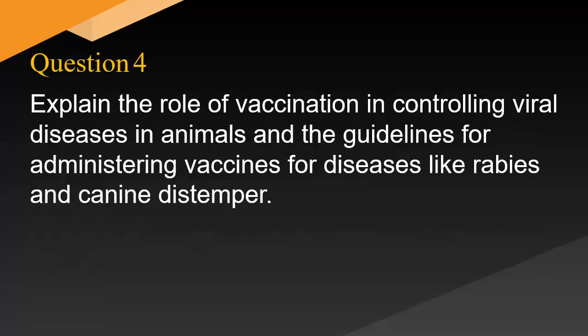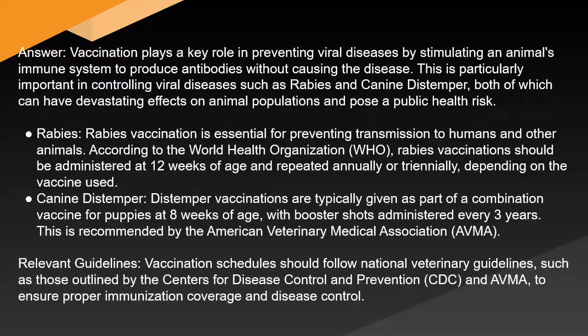Explain the role of vaccination in controlling viral diseases in animals and the guidelines for administering vaccines for diseases like rabies and canine distemper. Answer: vaccination plays a key role in preventing viral diseases by stimulating an animal's immune system to produce antibodies without causing the disease. This is particularly important in controlling viral diseases such as rabies and canine distemper, both of which can have devastating effects on animal populations and pose a public health risk.